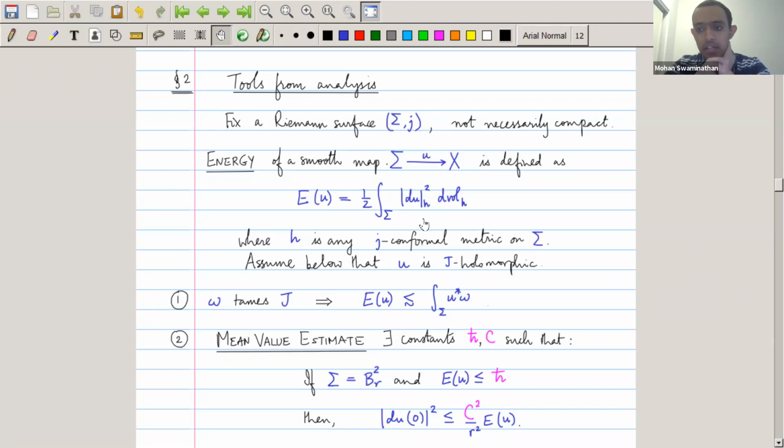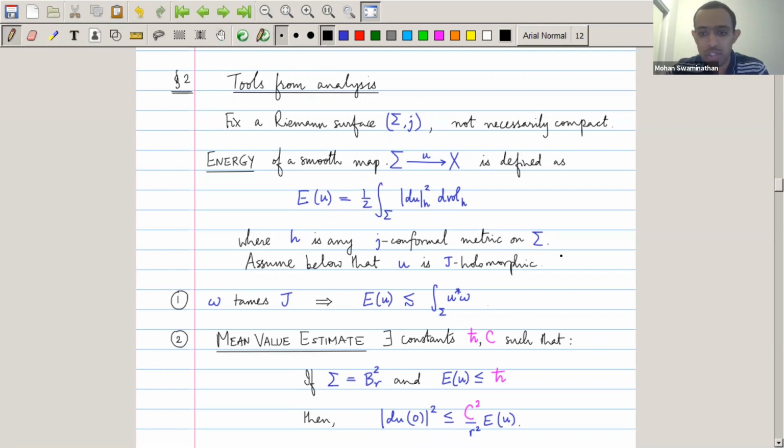So the energy is some sort of analytical quantity which is useful to apply an Arzelà-Ascoli type argument, but the tameness will tell us that it's related to this topological quantity, namely the pairing of the class of the curve with the class of ω. So the first statement is that if ω tames j, then the energy of u is smaller than or equal to a constant times the integral of ω along the map u. And this is a direct consequence of tameness.